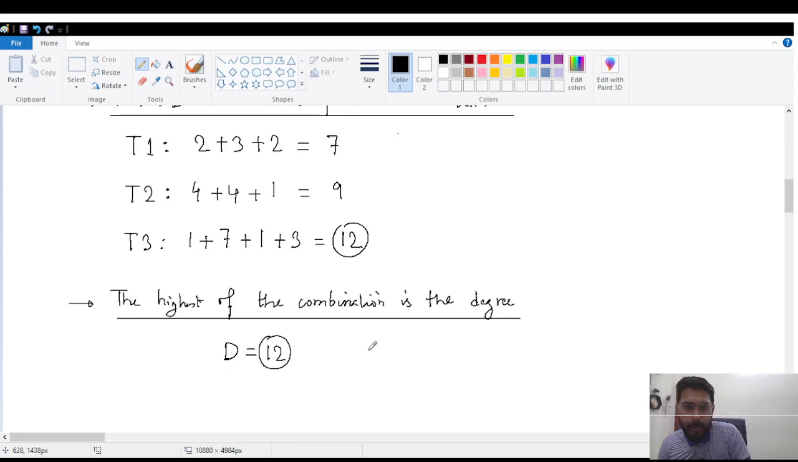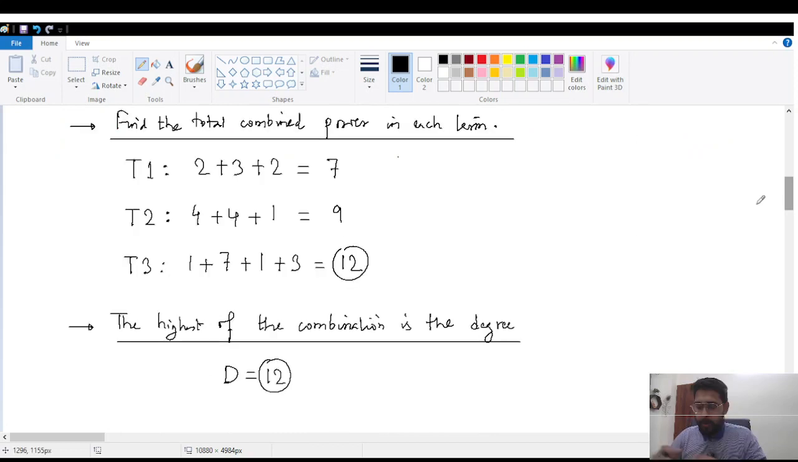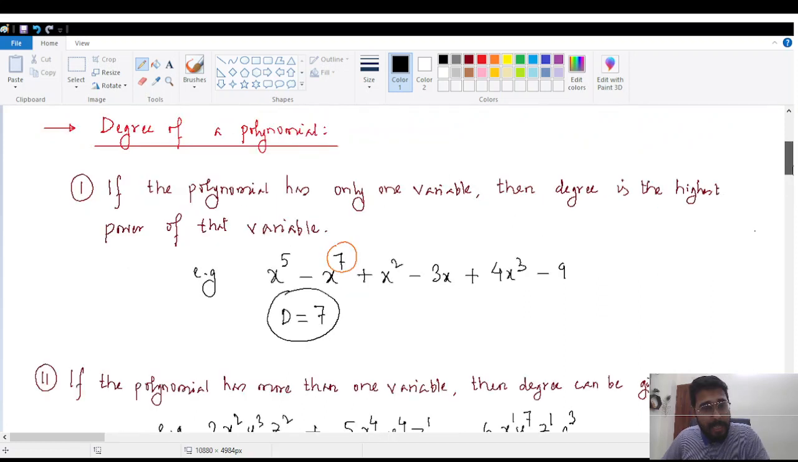Okay. So there are two ways to find. First, if the polynomial has one variable, in that case the highest power of the variable. If the polynomial has more than one variable, so we have to go term by term, find out the combined power by adding all the powers, and then we have to choose which one is the highest power. That will be the degree, right? Okay, so this is how we have got the value of degree. Now based on this degree we will be classifying the polynomials.